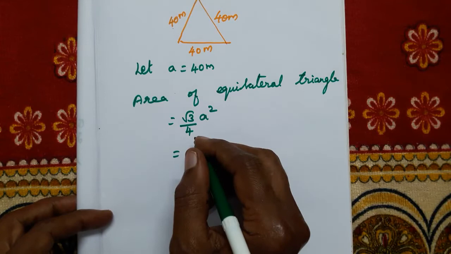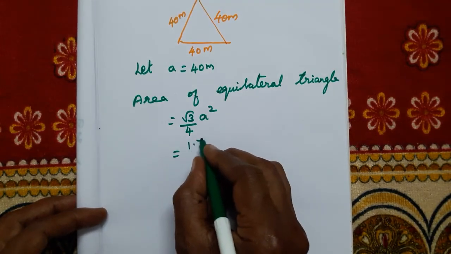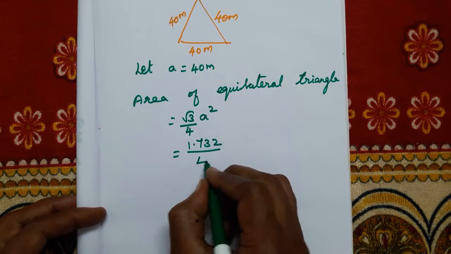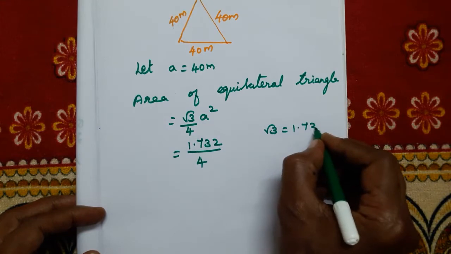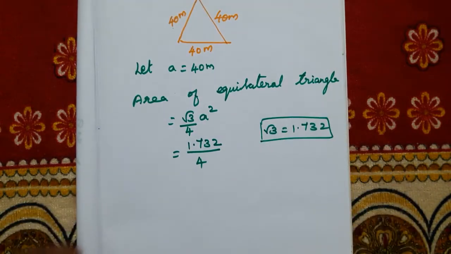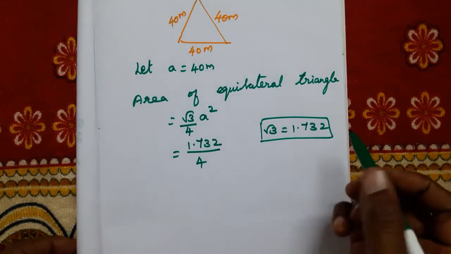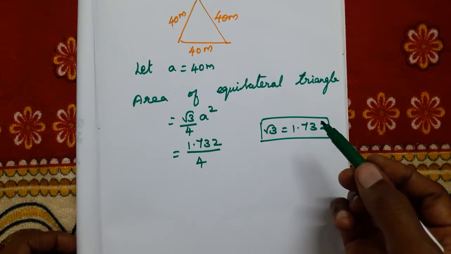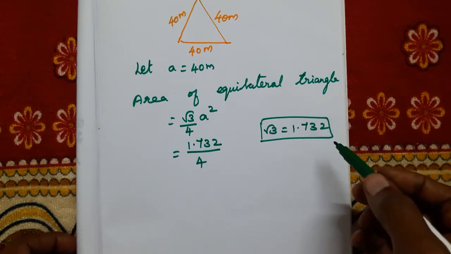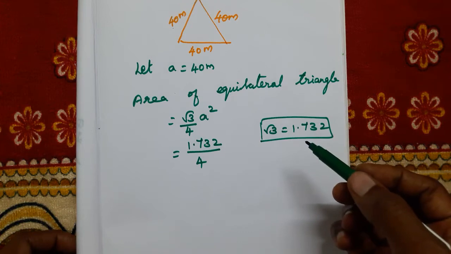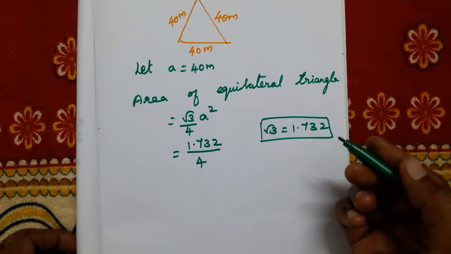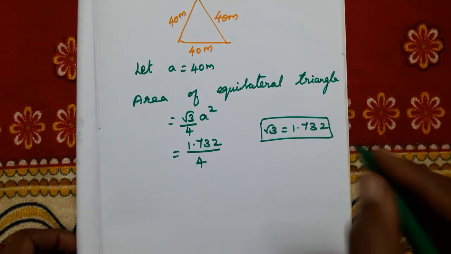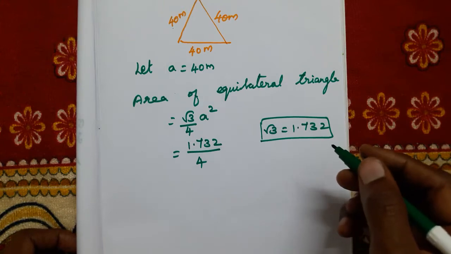What's the value of root 3? 1.732 by 4. Already I have explained that root 3 is equal to 1.732. What's the value of root 5? 2.236. What's the value of root 3? You want to remember this. Root 3 value 1.732. Root 5 value 2.236. One more, root 2 value 1.414. What's the value of root 2? 1.414. Everything you want to remember this.